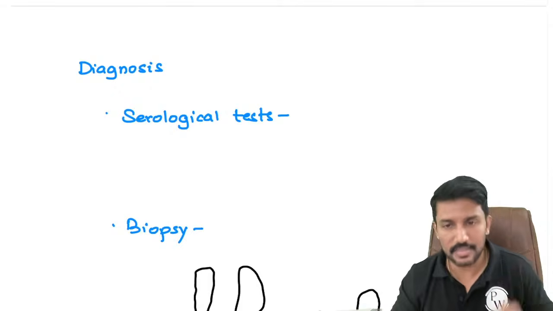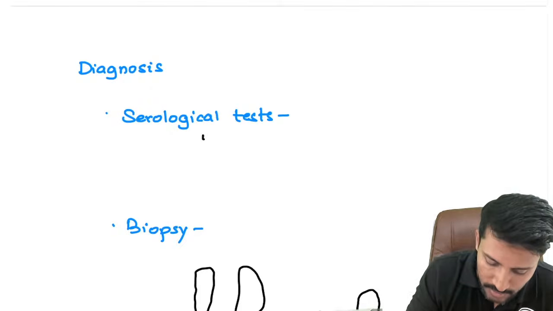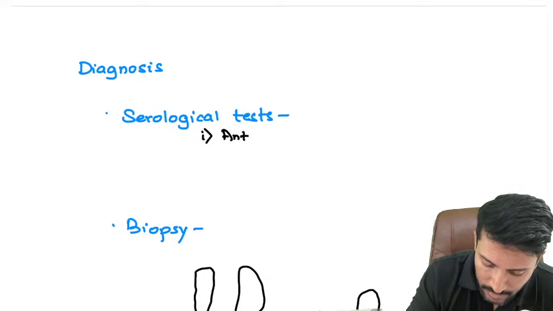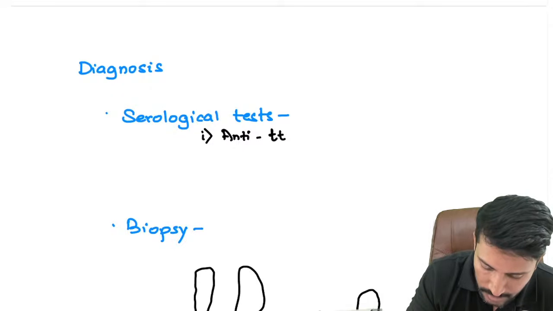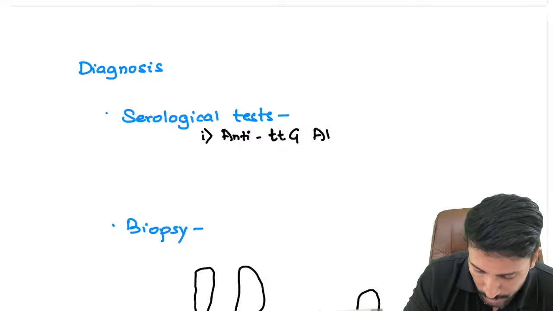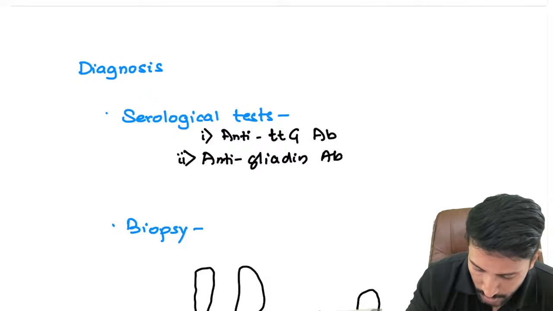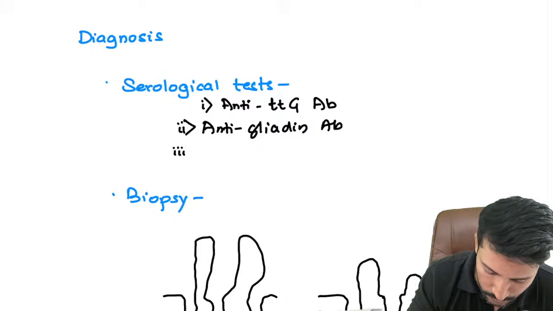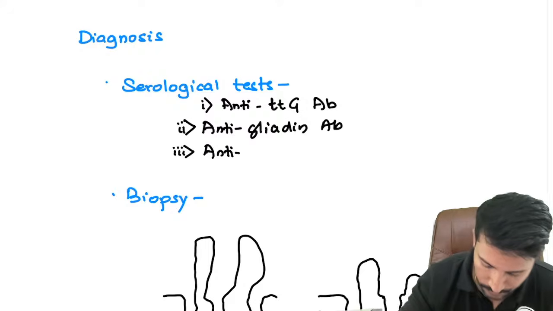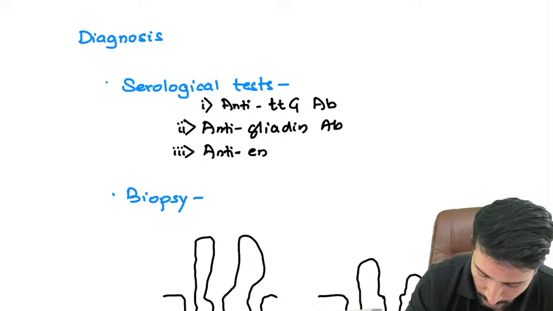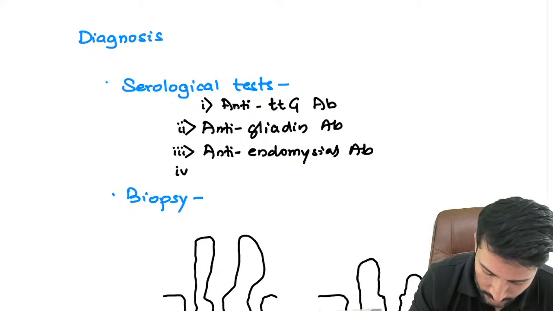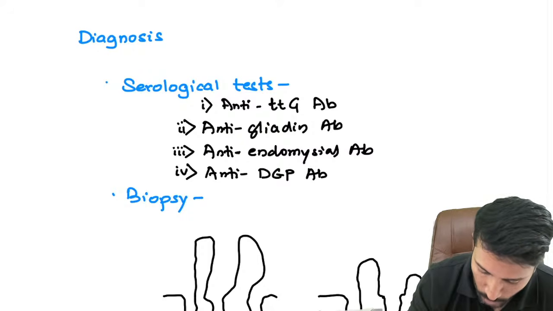So we have some serological tests and biopsy. So serological test, the first thing that we would do is anti-TTG antibody test. Okay. What else we have? We also have anti-gliadin antibody test. Okay. What else we have? We have anti-endomysial antibody test. Okay. And then we have anti-deamidated gliadin peptide antibody test.